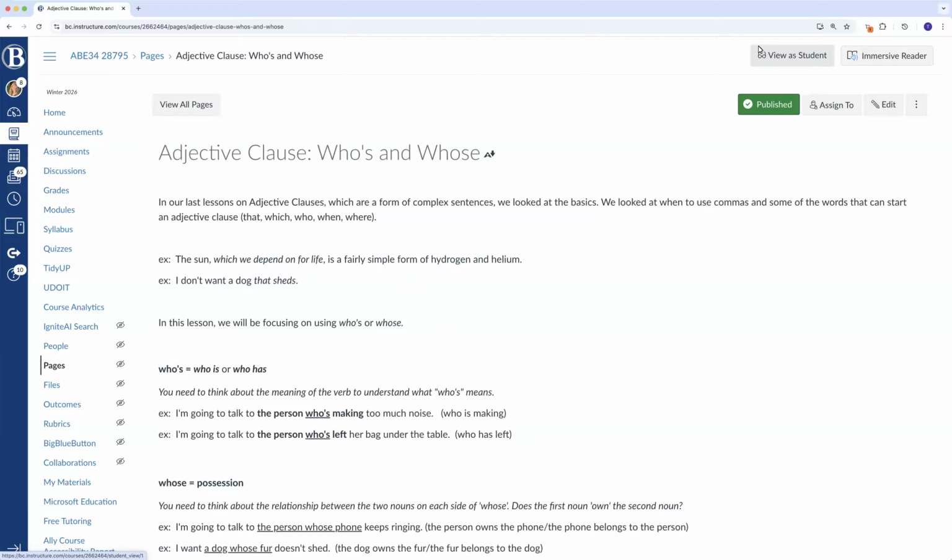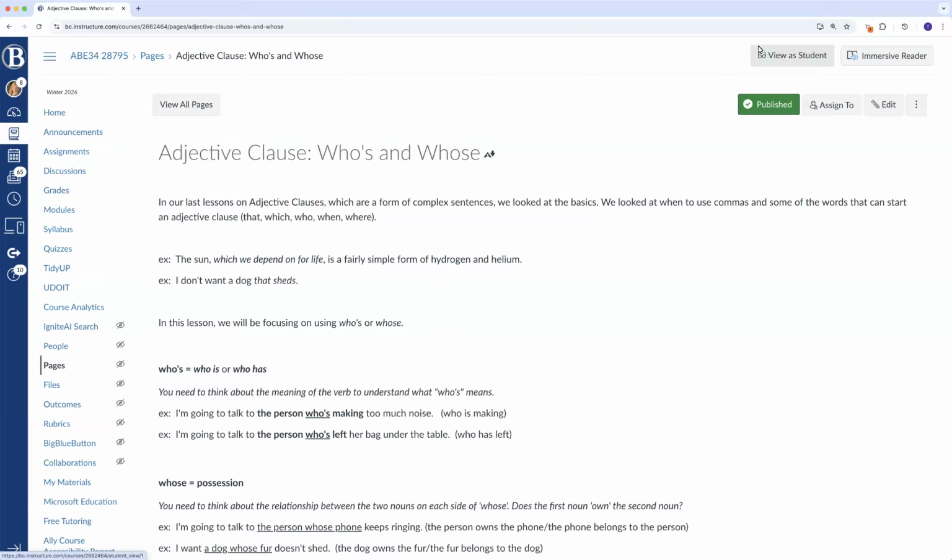In this lesson, we're going to focus on using who's and whose in adjective clauses. In our last lessons on adjective clauses, which are a form of complex sentences, we looked at the basics. We looked at when to use commas and some of the words that can start an adjective clause, like that, which, who, when, and where. For example, the sun, which we depend on for life, is a fairly simple form of hydrogen and helium.